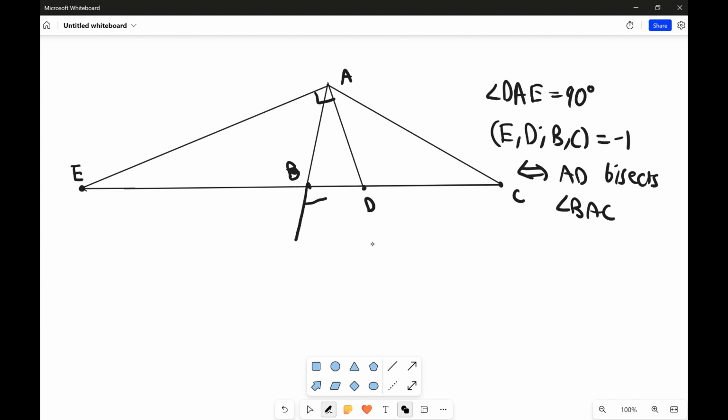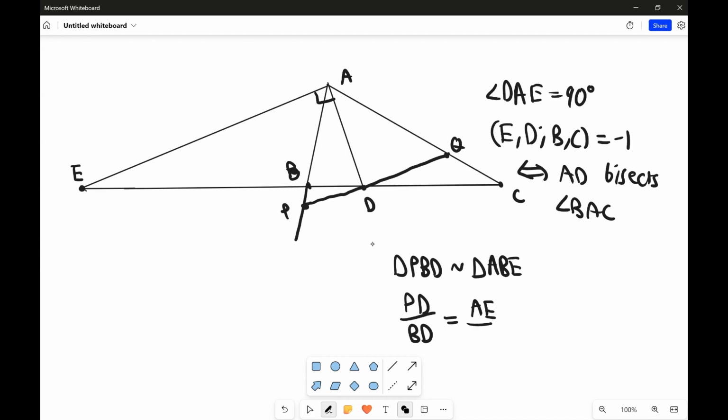So let's go ahead and construct a line perpendicular to AD passing through D, so that it is parallel to AE. Let it intersect at points P and Q. Then by the parallel lines, we have that triangle PBD is similar to triangle ABE. And using the similar triangles, we get that PD over BD is equal to AE over BE. And this implies that PD is equal to AE times BD over BE.